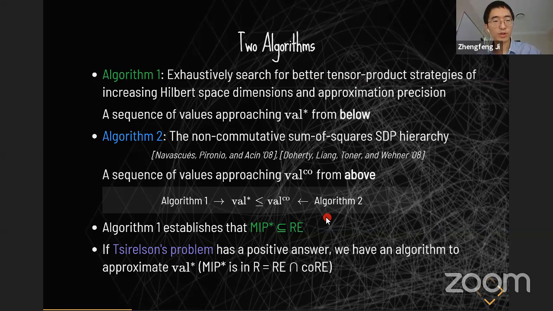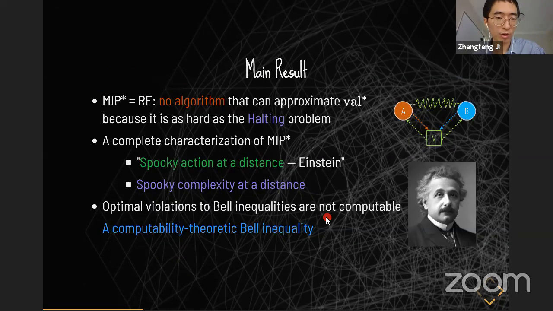But what we found out is that actually MIP star equals RE. So there's no algorithm that you can approximate the entangled value because it is as hard as the halting problem. In some sense, this gives a complete characterization of the class MIP star. And I guess following the saying of Einstein describing entanglement as spooky action at a distance, we would like to call our result a spooky complexity at a distance.